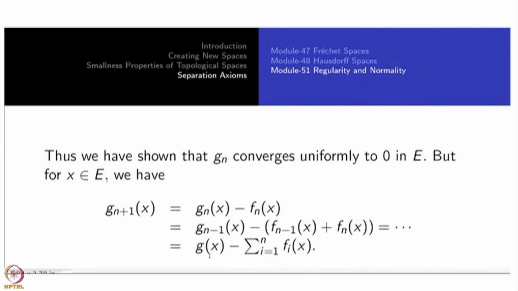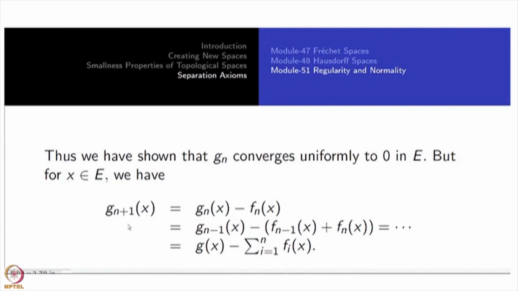So go on doing that till you hit G naught. G naught is G of x, and this term will become the summation i equals 1 to n of Fi, first Fn, Fn minus 1, etc., up to F1, all these terms will come. So Gn plus 1 is nothing but G of x minus the sum over i from 1 to n of Fi of x. This is the second term there in the condition. We wanted to show that the norm of this converges to 0. The norm of this is the same thing as Gn plus 1, and we have shown that this converges to 0.